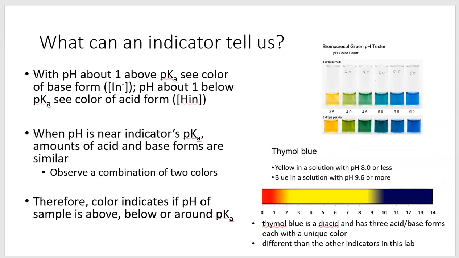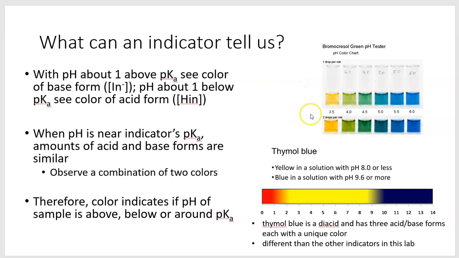So what can an indicator tell us? Well, basically there are three possibilities. One, we're about 1 pH unit above the pKa, then we see almost exclusively the base form. If we're 1 pH unit below the pKa, then we'll see almost exclusively the acid form. And when we're within that 1 pH unit of the pKa, then we'll see a mixture of colors. And you can see that up here with bromocresol green.